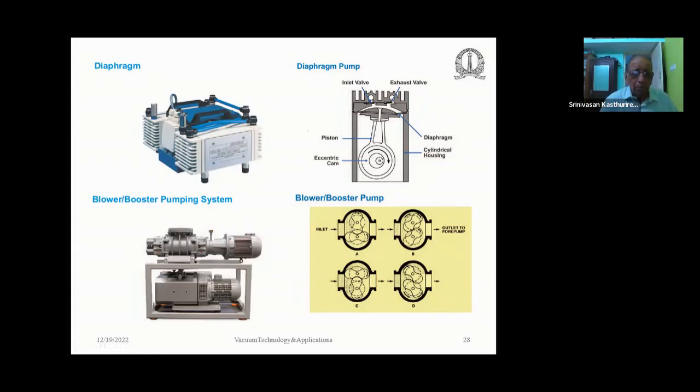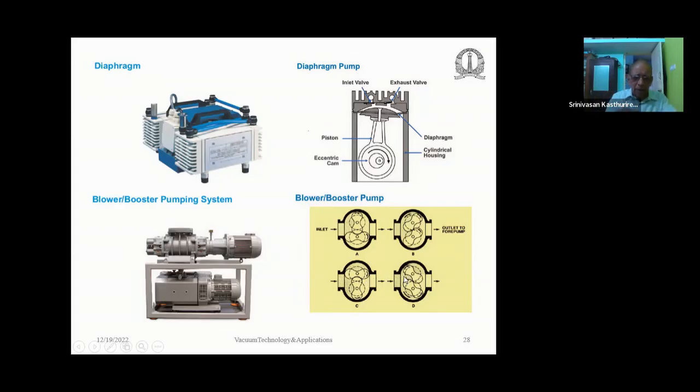There are also other types of pumps called blower pumps or booster pumps. What is a booster pump? The booster has two lobes. There is one lobe, there is another lobe. The lobes are arranged such that they are sealed in between. So you can see here the inlet, where gas is drawn. The two lobes are rotating such that gradually one slides over the other. You can see the different positions, A, B, and then C, and then D.